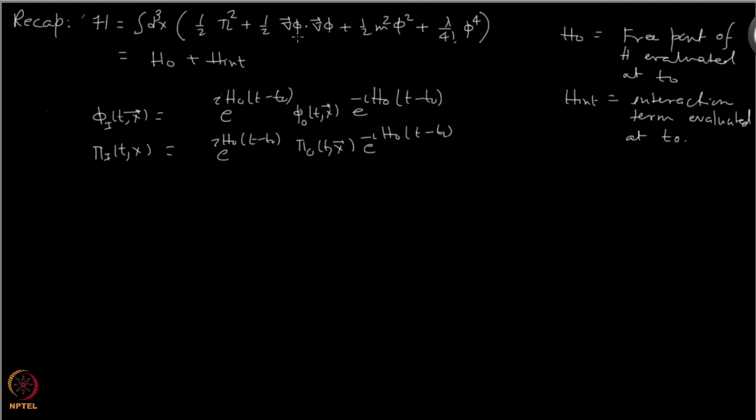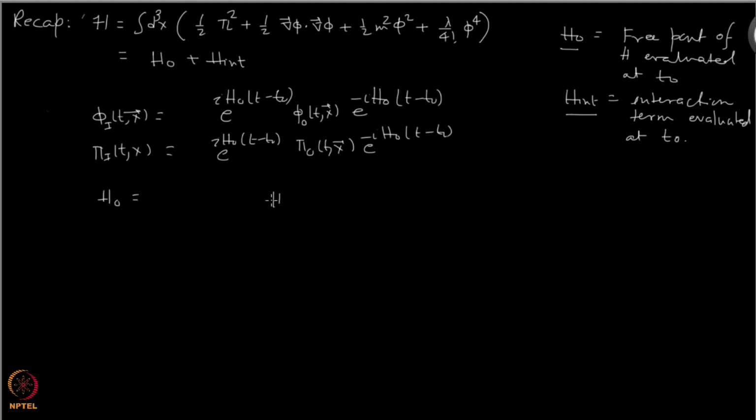Right, independently, if you look at this piece, this is time dependent and that is time dependent, but the sum is time independent because the left hand side is, and that's what our H naught is. So it's basically the free part of the Hamiltonian evaluated at time t naught. Similarly, H interaction is the interaction term evaluated at time t naught. And we had introduced the fields in the interaction picture, the phi I's and pi I's, which evolve according to the free Hamiltonian.